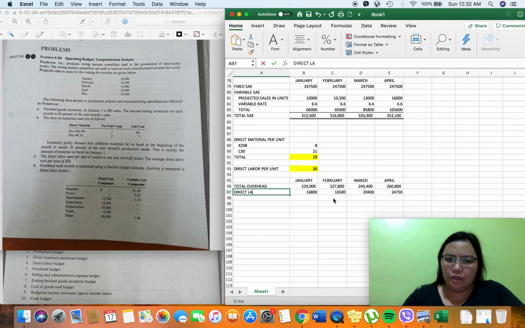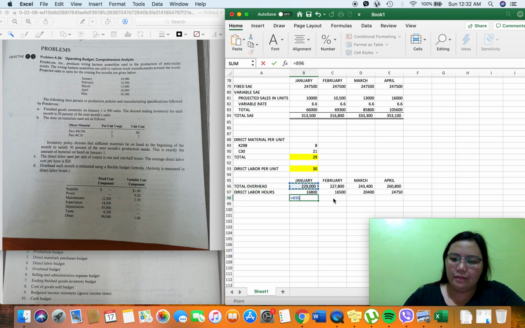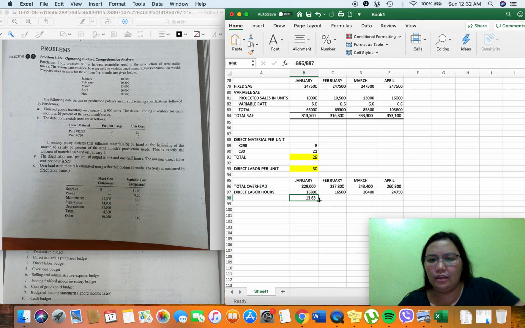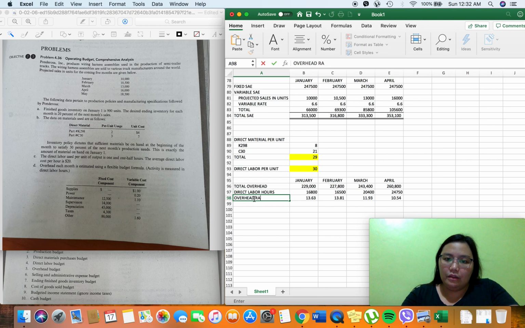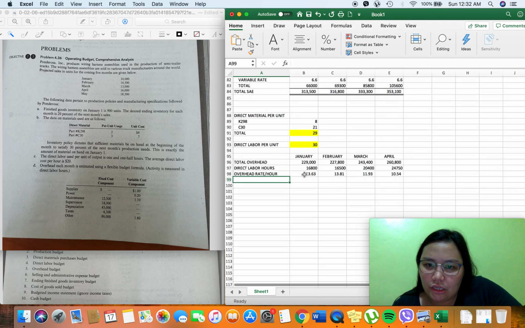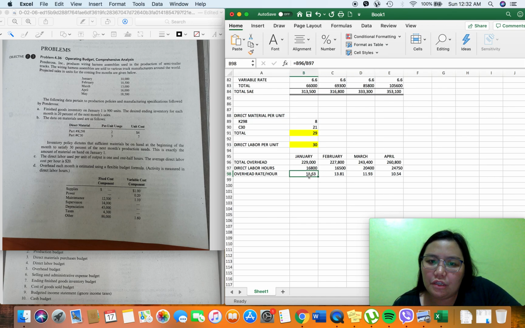So this is the total direct labor hours. We divide the total overhead by the total direct labor hours, and we'll get the direct labor overhead rate per hour. As you can see, the overhead rate per hour varies. The reason for this variation is that there are more direct labor hours to shoulder the fixed cost for the month of March as compared to the direct labor hours in the months of January and February.